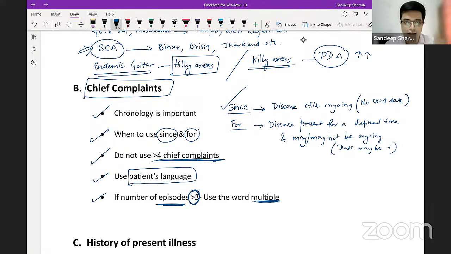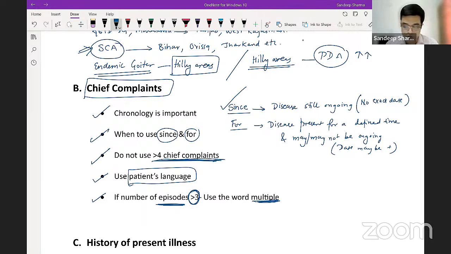So chief complaint, I'll summarize. Chronology, since for a thing which is still ongoing, do not use multiple chief complaints. Maximum 2 to 3 chief complaints should be there. Use the patient's language, no technical thing. And if it is an episodic illness, number of episodes is more than 3, the word multiple should be used. Exact number should be mentioned in the history of present illness. So this is the second thing related to chief complaints that I wanted to emphasize.